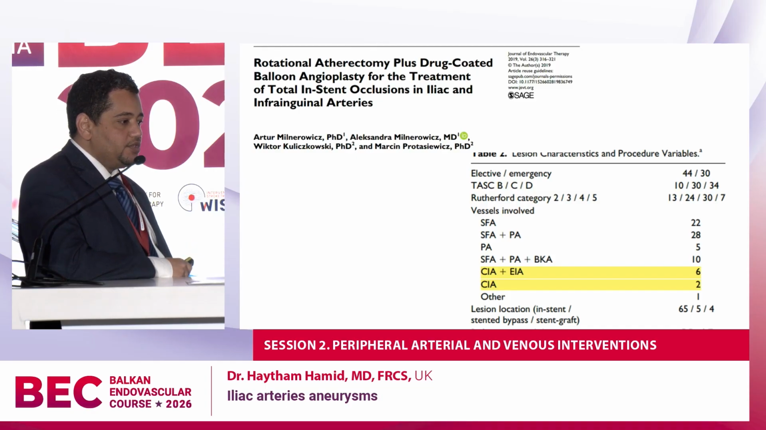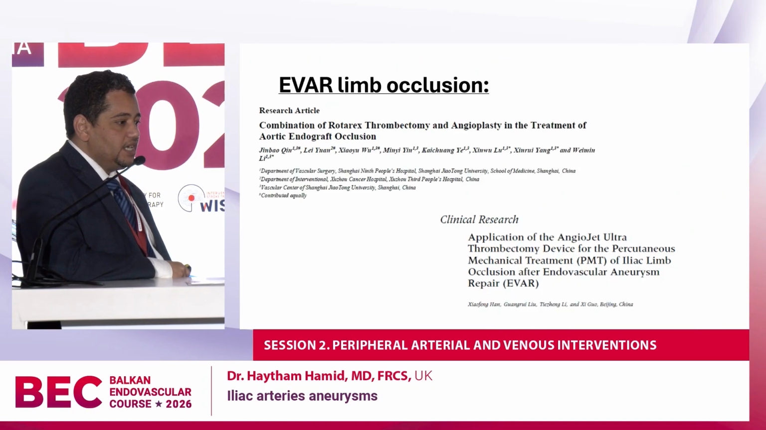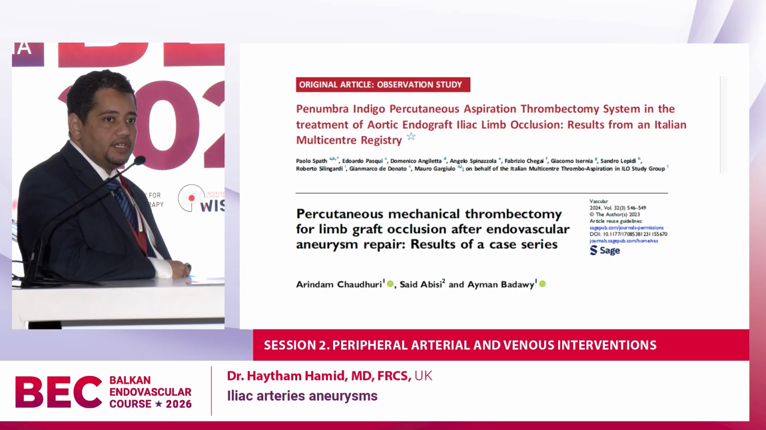But other people use it retrograde, in in-stent restenosis, not occlusion, as well as occlusion, but also they use it in EVAR limbs. And that is a rotational device like Rotarex or aspiration like Penumbra.